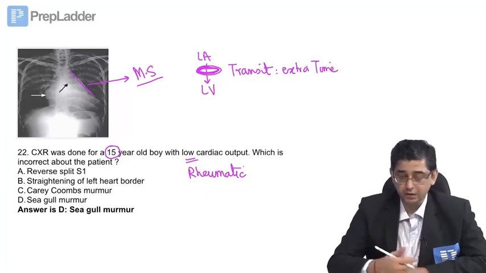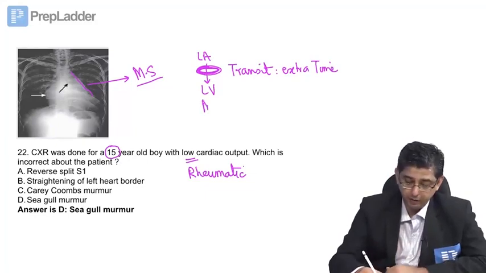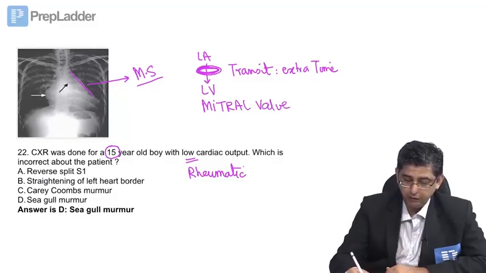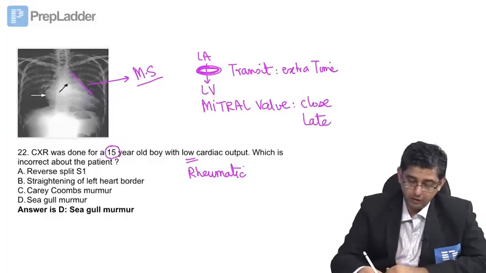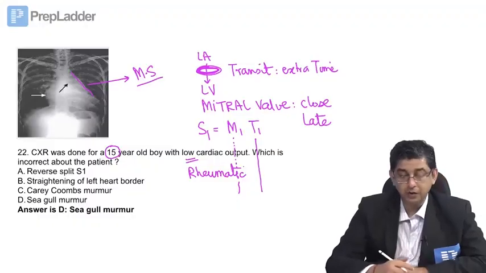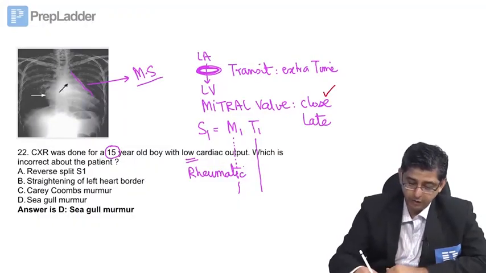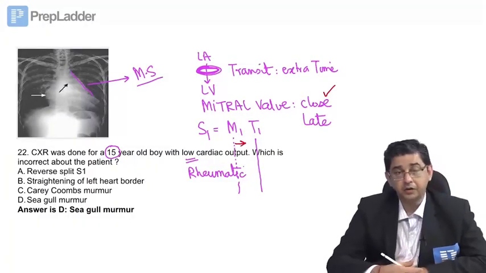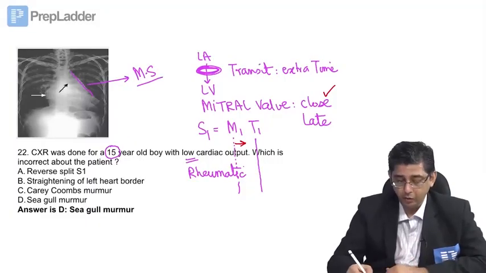And if transit of blood takes extra time, therefore the mitral valve of the patient will close relatively late. And when the mitral valve closes late, the significance is that, suppose we represent first sound as M1T1. This is mitral valve closure and this is tricuspid valve closure. Because in this patient the mitral valve will close late, I'm shifting this dotted line slightly to the right, and this will represent the fact that the gap between the two will become less.